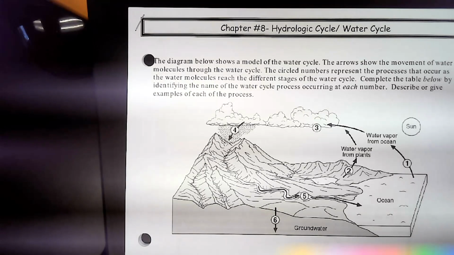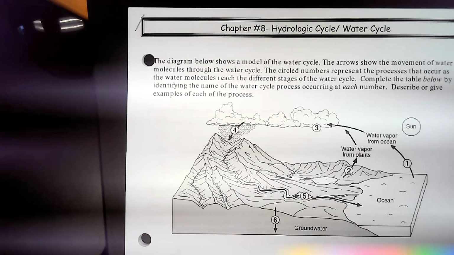You guys learned the water cycle in kindergarten, and then you revisited the water cycle probably almost every grade after that, right? You guys know the basics of the water cycle. What is the water cycle, first of all?